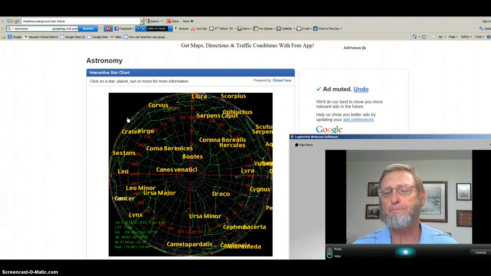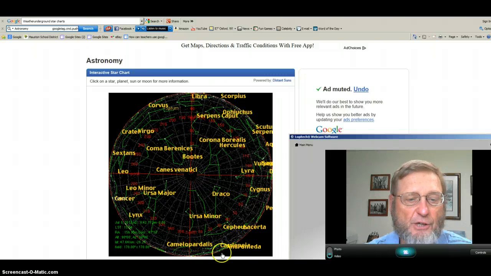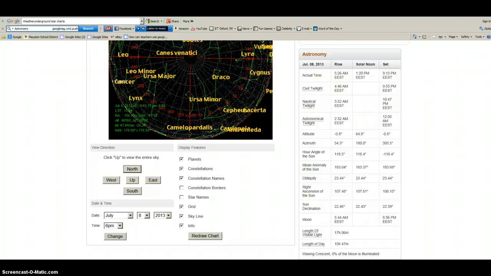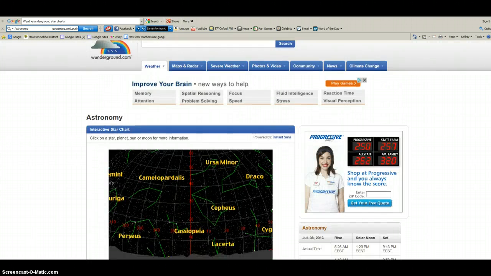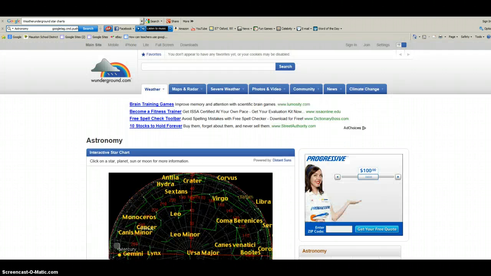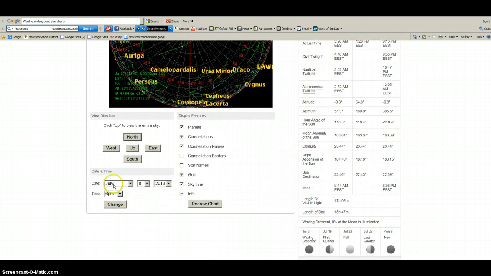But I can also look at the night sky with these star charts, and this is what I can find on my Android. I can change the part of the sky I'm looking at. I can go north or up, or south, east or west. There's Mercury. And I can change the time.